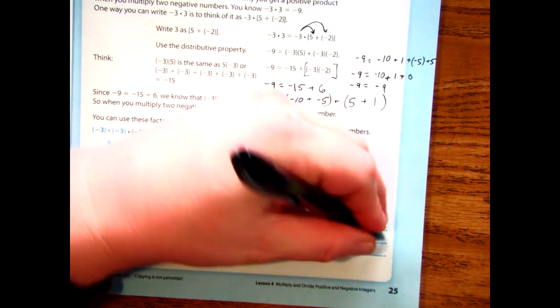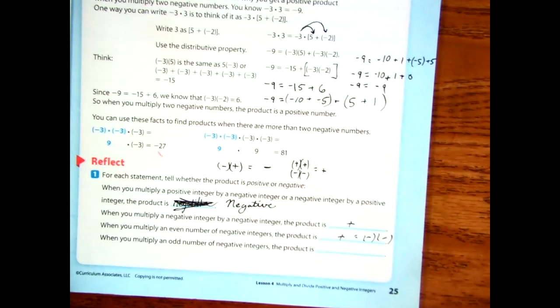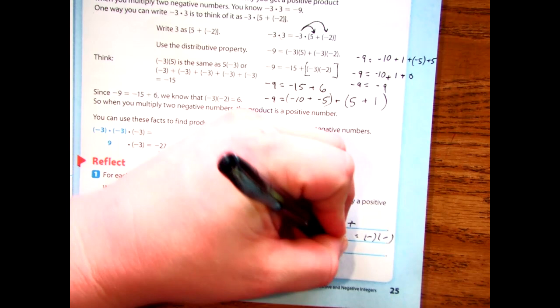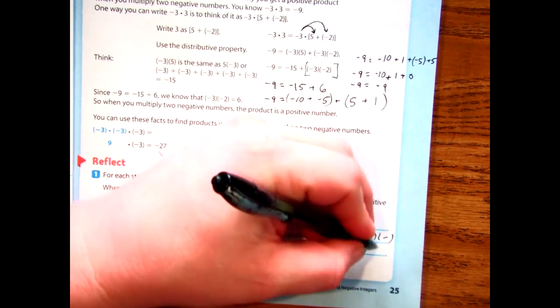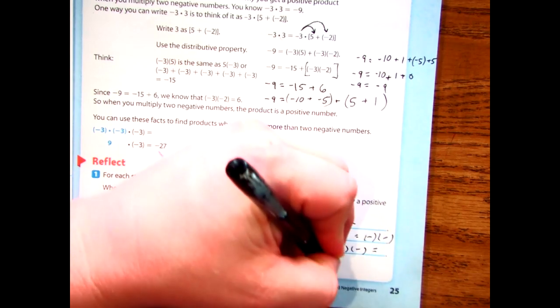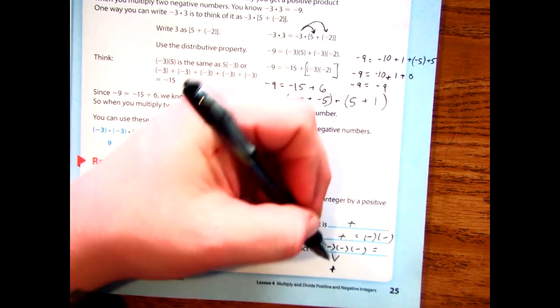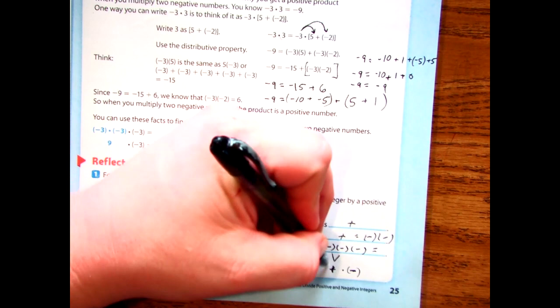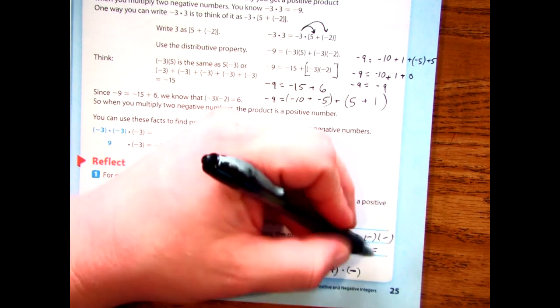An even number of negative integers would be like a negative times a negative, which would be a positive. Now, when you multiply an odd number of negative integers, so a negative times a negative times a negative, the first two would give me a positive result. And then I would have to multiply that by a negative, and a positive times a negative equals a negative.